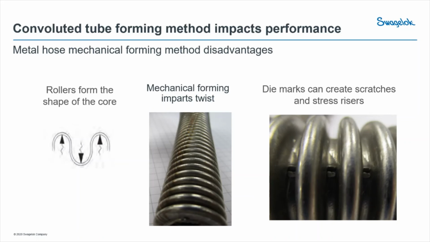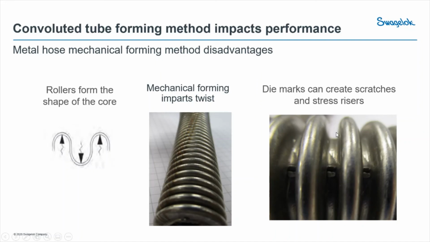So the first method is a mechanical forming method. Mechanical rollers roll this tube to make these corrugations. You can see here where these rollers would be contacting that tube in this picture on the left. So you really have high stress risers in the crest and the root here. That causes some work hardening, and it also imparts twist on the core tube, which can cause internal stress, which isn't good for your hose. Also, die marks and scratches certainly go along with the stress risers.